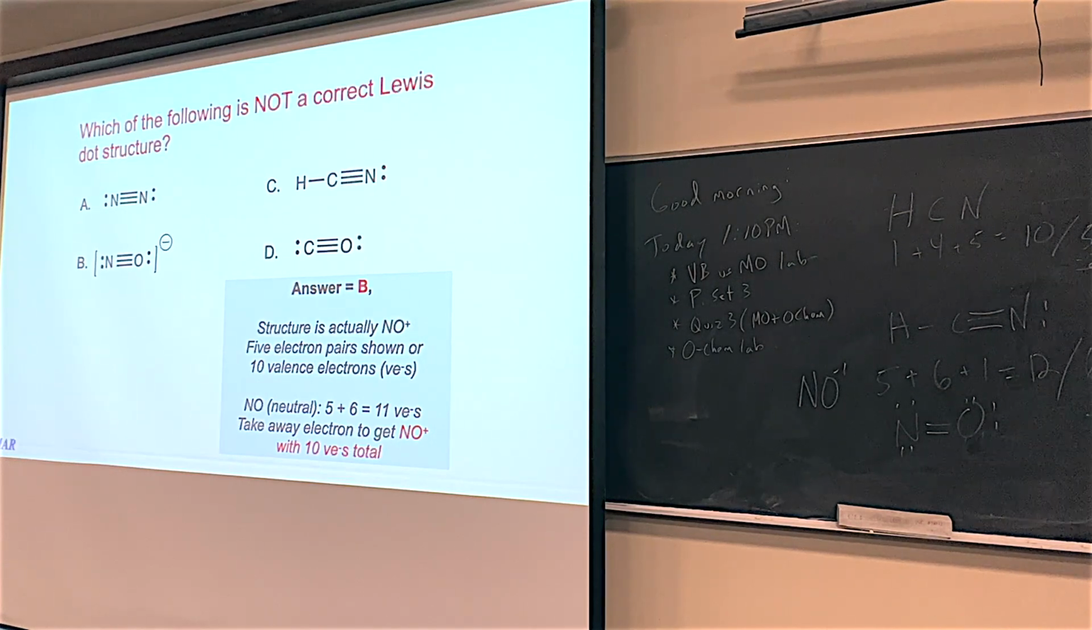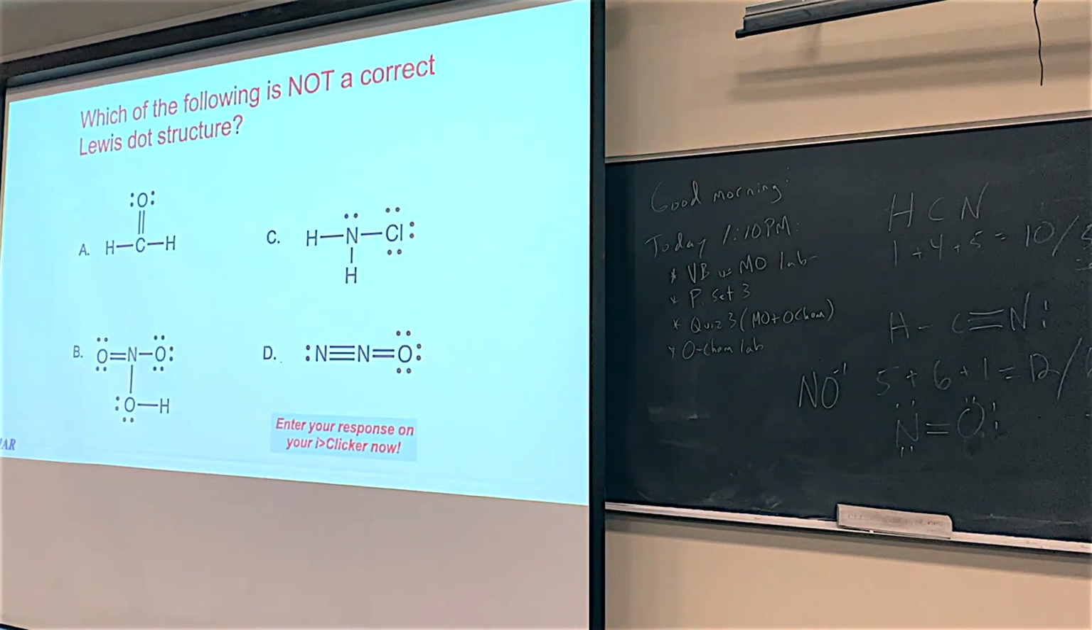Any questions? So here's another one. Which one of these now is not a correct Lewis dot structure? See if you can figure out which of these is not correct.